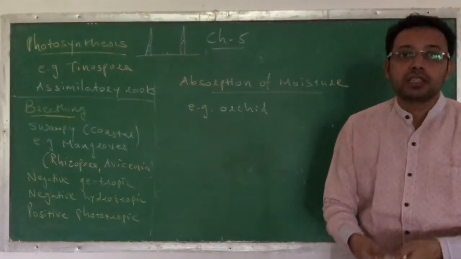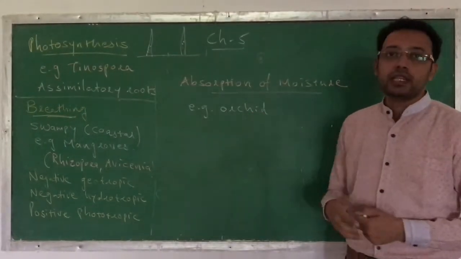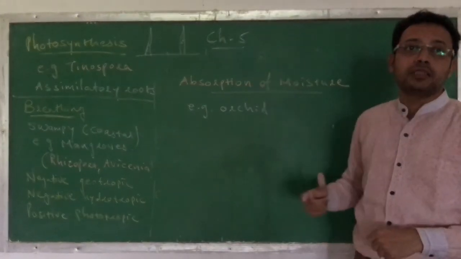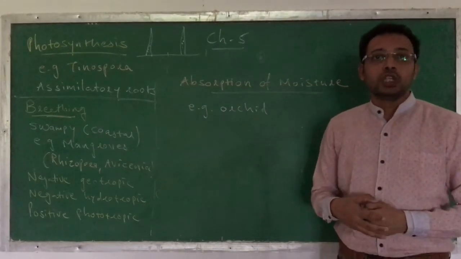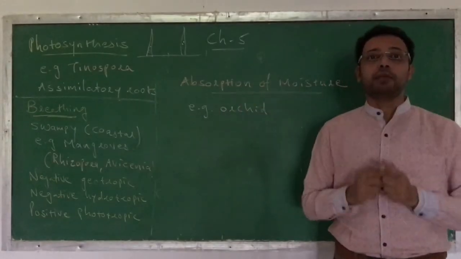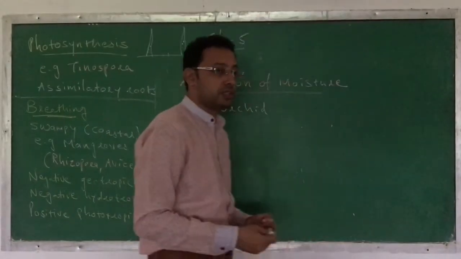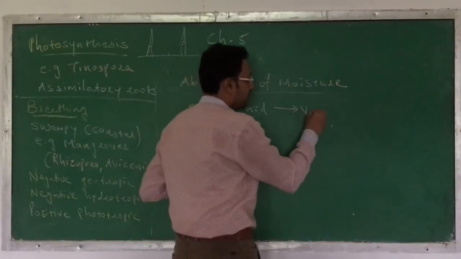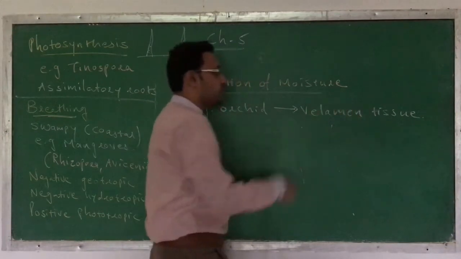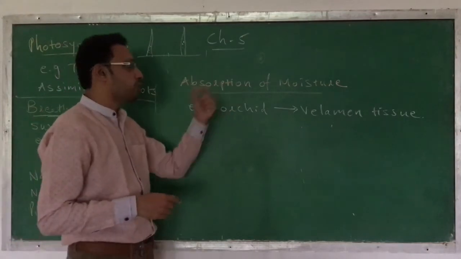So here the root doesn't remain in contact with the soil and hence cannot absorb water. They are growing on other plants, so it doesn't have access to water. So their roots have been modified in such a way that they absorb the moisture present in the surrounding environment. Why can it absorb? Because it has a specialized tissue called velamen tissue. Due to the presence of this velamen tissue, it can absorb water from the atmosphere. So this is for absorption of moisture.